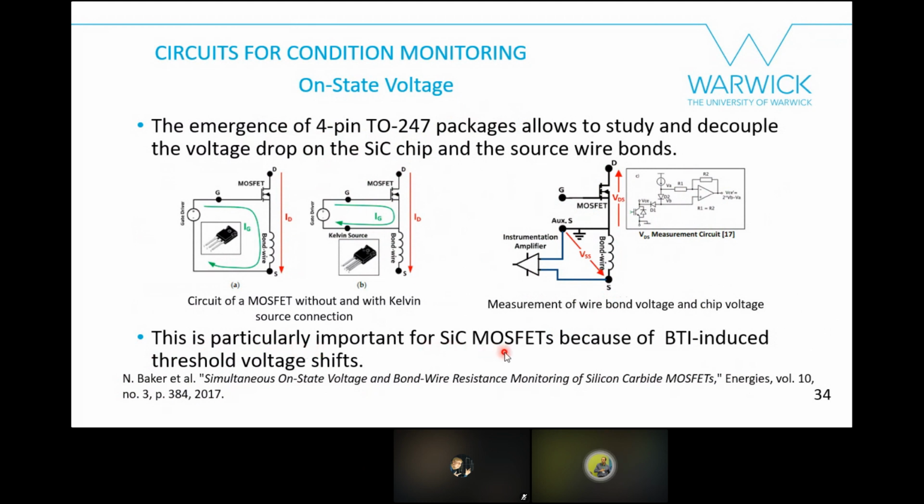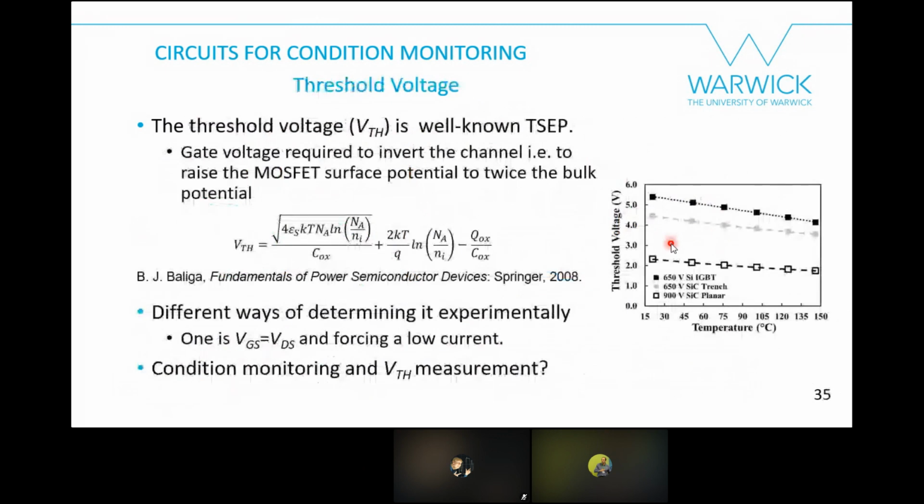And I would like to highlight that this is really important for silicon carbide MOSFETs because of the PTI-induced threshold voltage shifts. So if your threshold voltage is shifting, your on-state resistance on the MOSFET is going to change, but your wire bond resistance is not going to change. So you can track parameter variation using this methodology, this topology, for measuring both the chip voltage and the wire bond voltage.